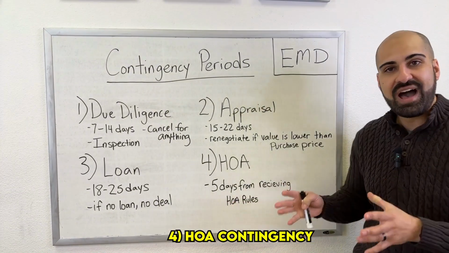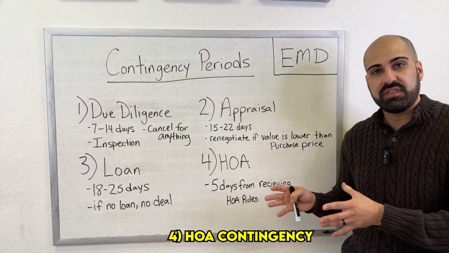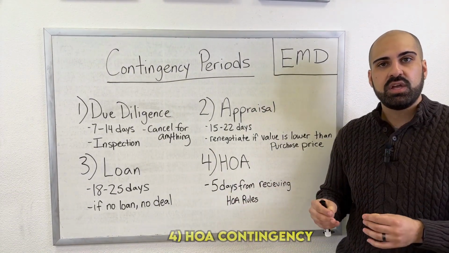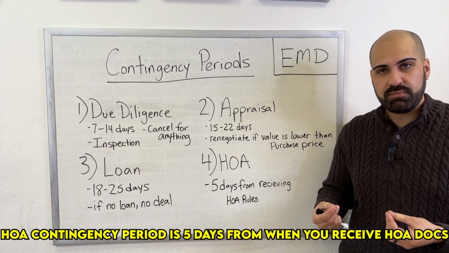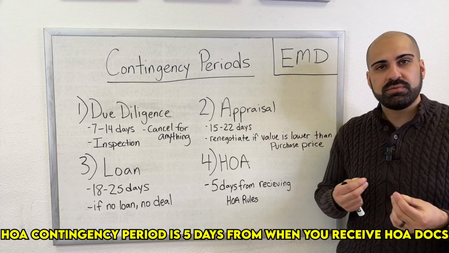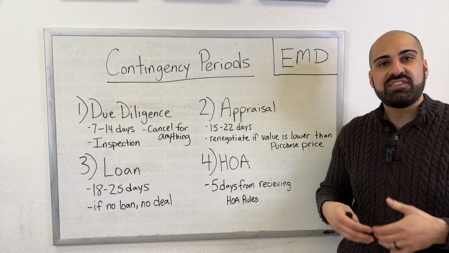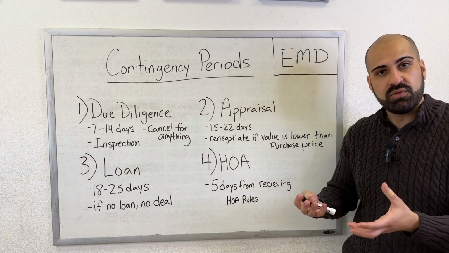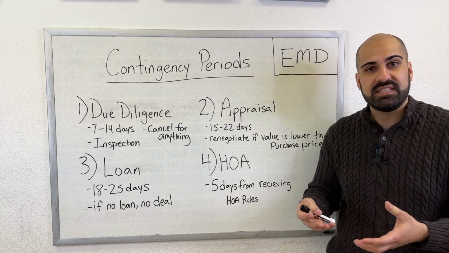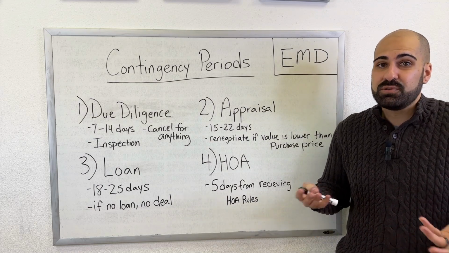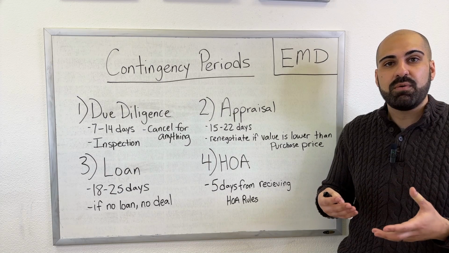So this starts 5 days from when you receive the paperwork about the HOA. So when you're buying a home that's in an HOA community, right, the seller will order some documents from the HOA pertaining to the rules of that HOA. And they have to give you those rules so you as the buyer can review them and figure out if you actually want to live in this HOA, right? Some HOAs have some pretty crazy rules, so you want to make sure that you're okay with that style of life.